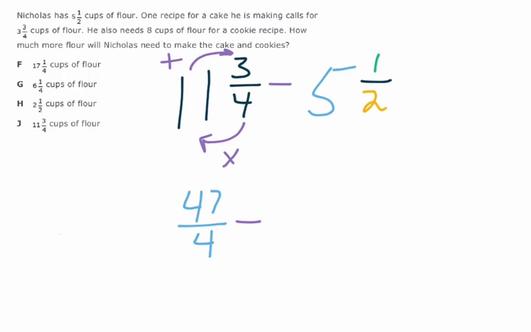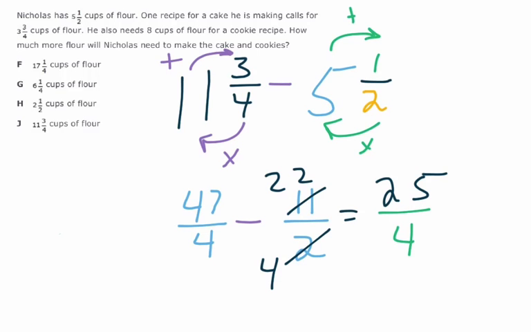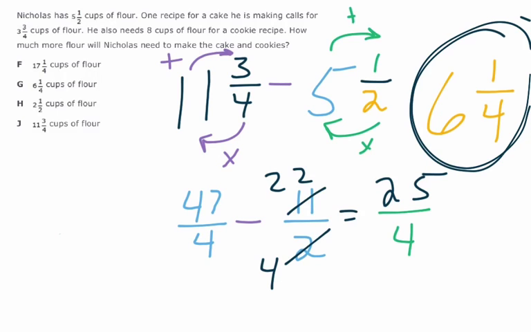So mixed to improper, 11 3/4 turns into 47/4. We subtract 5½, which is 11/2. Common denominator is going to be 4, which turns the 11 into 22. Subtract at the top, 47 minus 22 is 25 over 4. That's an improper fraction, so when you convert it, 4 goes into 25 six times, and 4 times 6 is 24, so the remainder is 1, and we keep our denominator. So the answer is, in fact, G, 6 1/4.